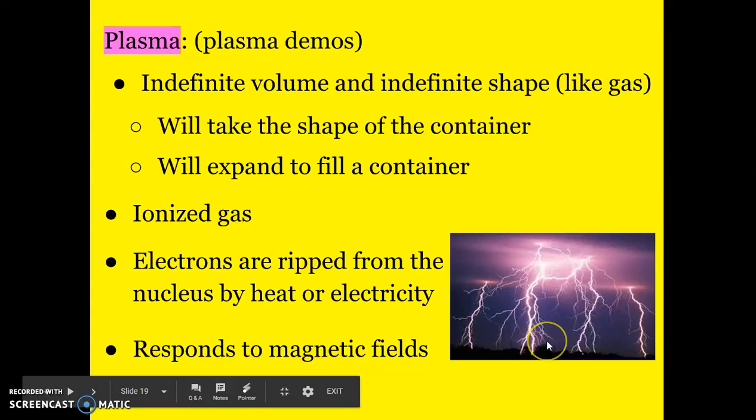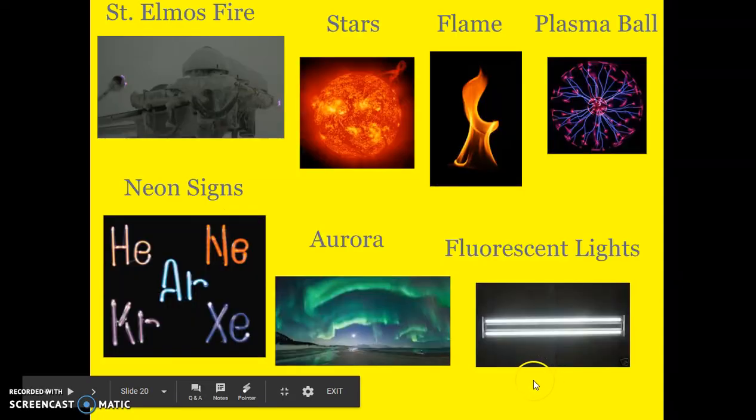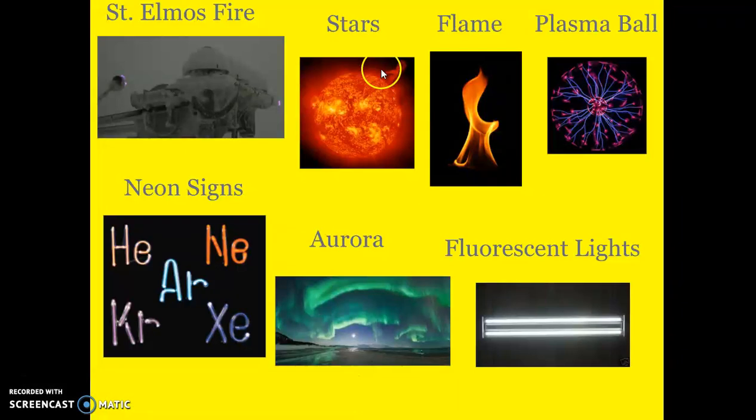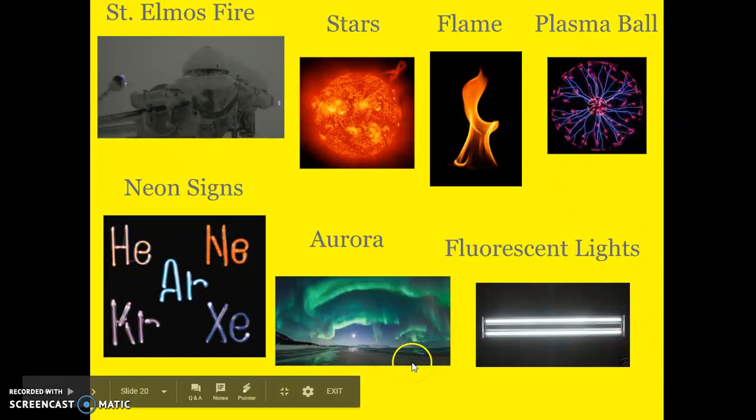Lightning is an example of plasma, gas that is just so hot that the electrons are stripped from those atoms, and now you've got the different poles, the positive and the negative poles. Here's some examples: St. Elmo's fire, stars. You can find plasma in stars. Flames is a plasma. There's a plasma ball, which we're going to look at. Fluorescent lights, the aurora borealis, the northern lights, and then neon signs.